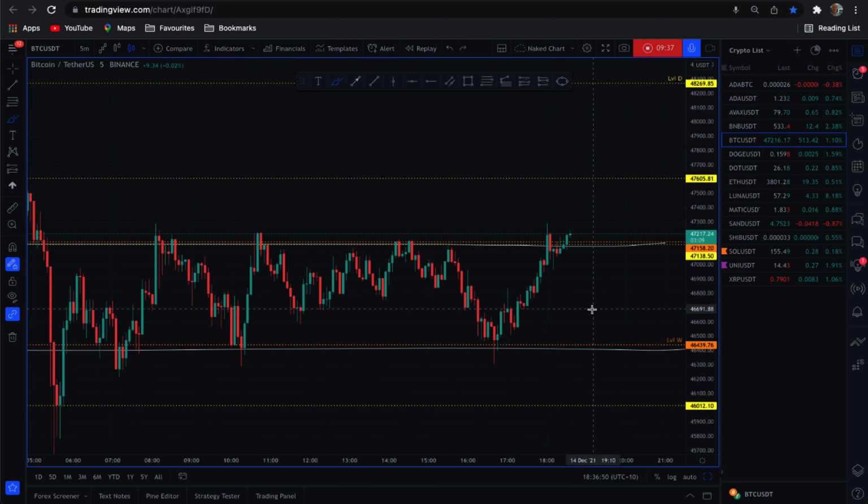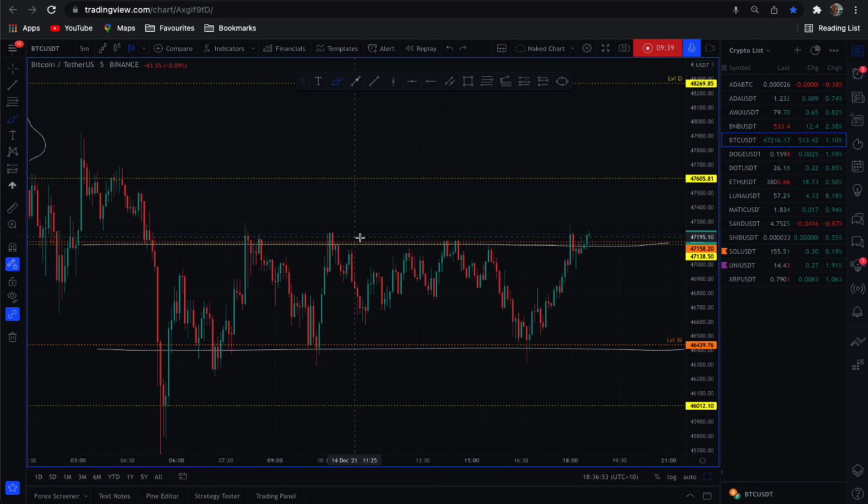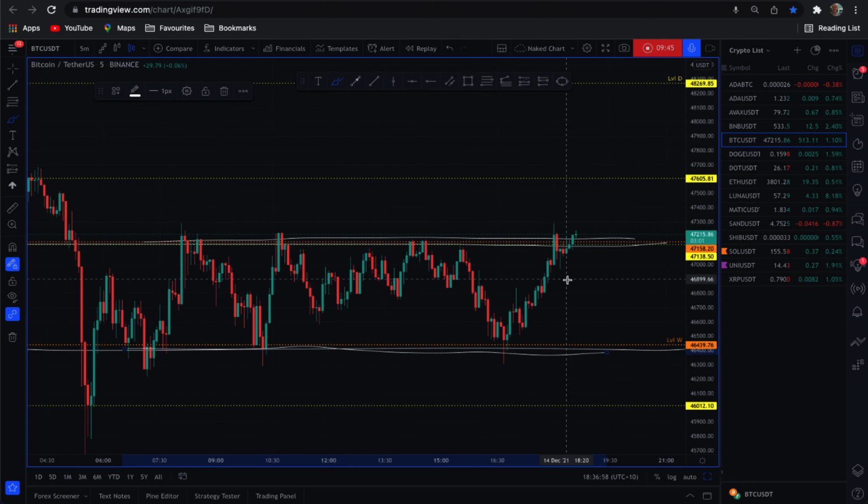Anyway, I don't want to ramble on, but at the moment, no trade. If we get a break and retest of either the high or low of this range, I'll be interested.